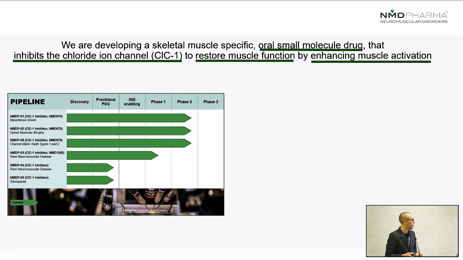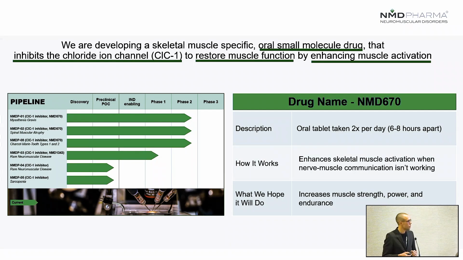We also have other treatments in the pipeline, other CLC1 inhibitors that have a slightly different profile compared to NMD670, and then completely other drugs that are targeting different pathways. But NMD670 is a CLC1 chloride channel inhibitor. It is formulated as an oral tablet. It's supposed to be taken 2 times a day, approximately 6 to 8 hours apart.